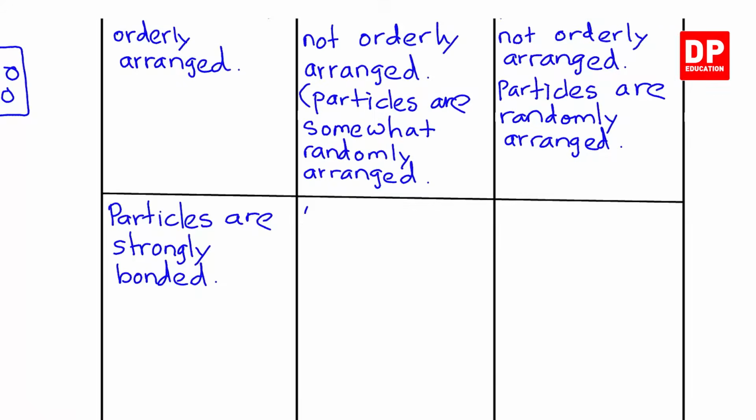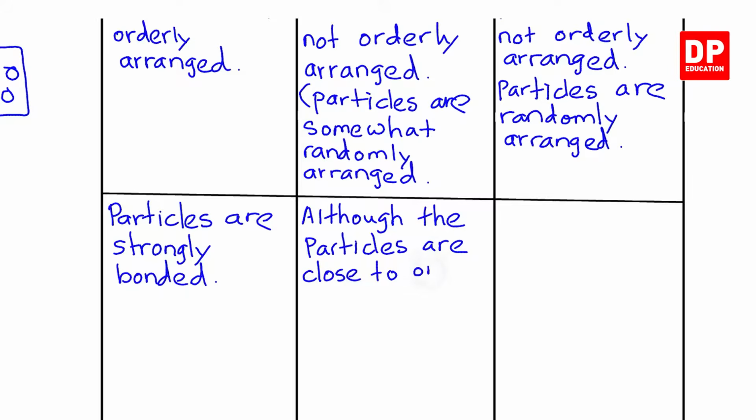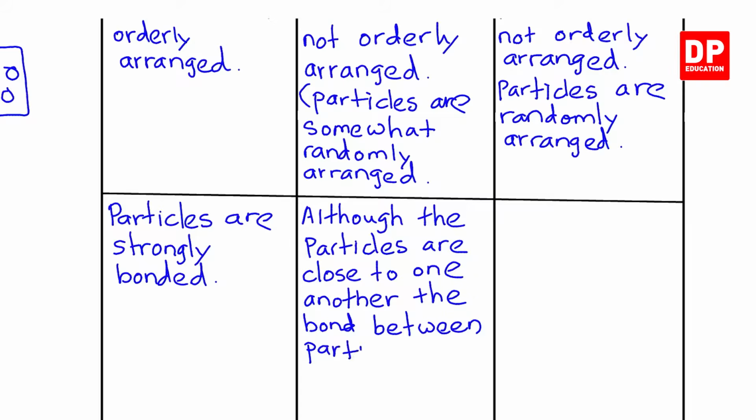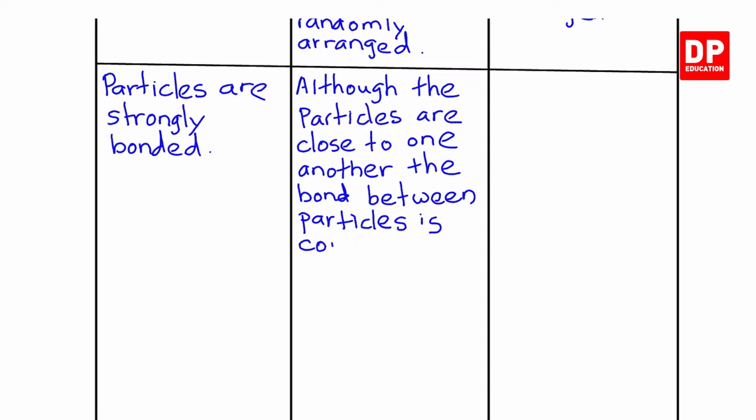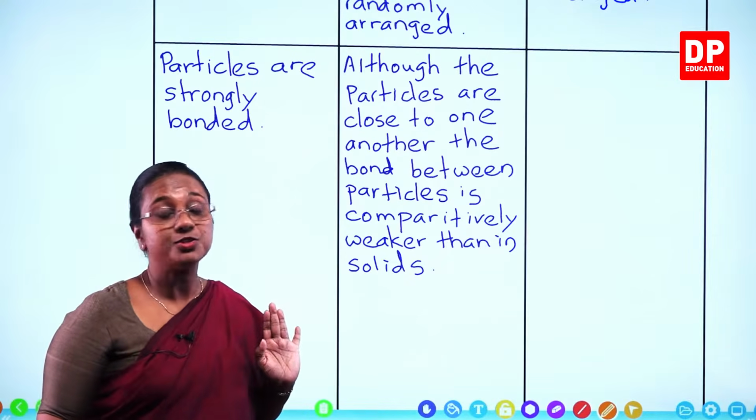So we can say, although the particles are close to one another, the bond between particles is comparatively weaker than in solids. So that is the difference between solids and liquids.